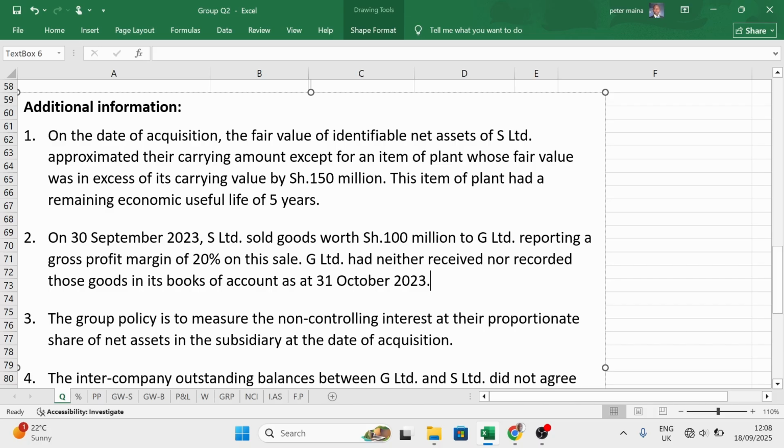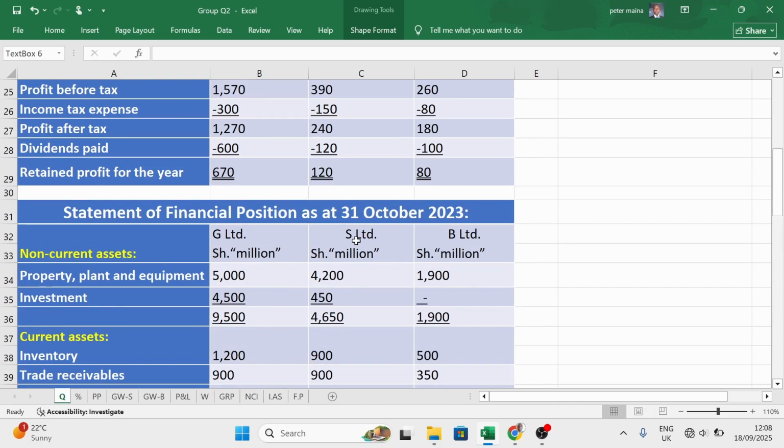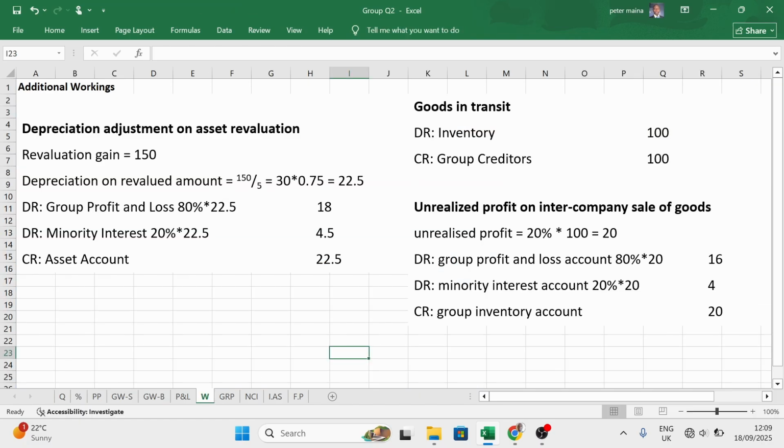S Limited sold goods to G Limited. S Limited is the subsidiary while G Limited is the parent. If the subsidiary is the one selling to the parent, it means the minorities will have a share on that profit. But if it is the parent selling to the subsidiary, it means the minority will not have a share because minorities are in the subsidiary, not in the parent. So therefore, because here the subsidiary is the one that made that profit, minorities will have a share.